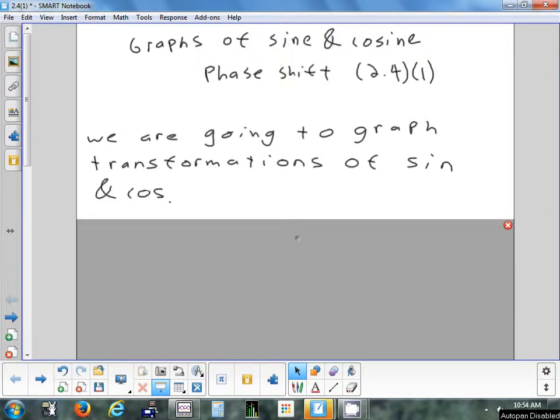Okay, and when we graph them, there's four basic transformations that we're going to learn. Moving a graph left and right, that's what we're going to do today. Shifting a graph up and down, we'll look at that tomorrow. And then stretching a graph. You can stretch it, make it taller and shorter, or you can make it wider and narrower. So four different transformations.